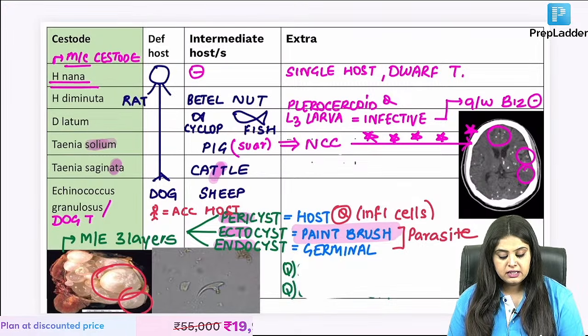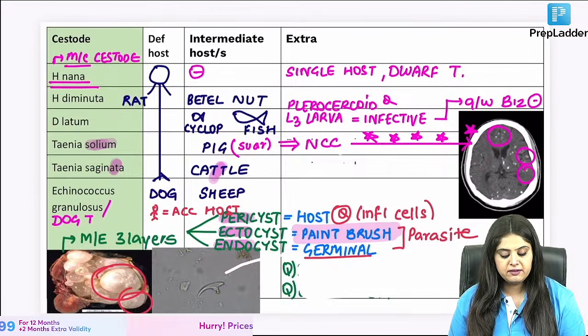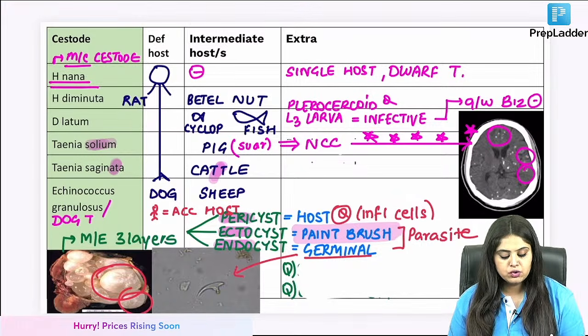Now the endo layer. Endo is said to be the germinal layer, because that is making new baby hydatid cysts. So what will the germinal layer show you? The germinal layer will show me this. What is this, guys? This is going to be the hooklet.